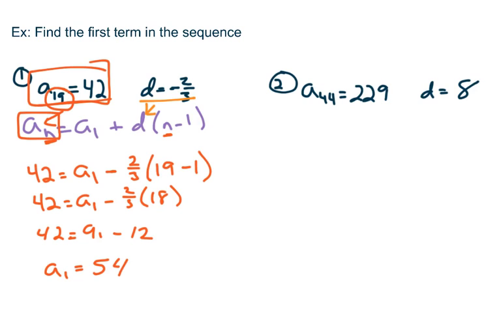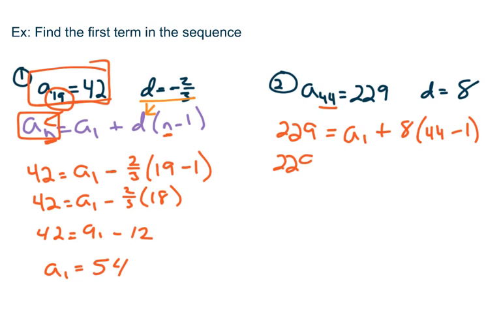Let's do the same thing for number 2 here. So we're going to start with the formula. Our a sub n, or a sub 44, this time is 229. I'm going to skip the line in purple, but everything fits just the same way. 229 is equal to our a sub 1, we don't know what the first term is, plus our common difference of 8 times our n value, n this time is 44, because we're given the 44th term, again minus 1, and let's solve for a sub 1.